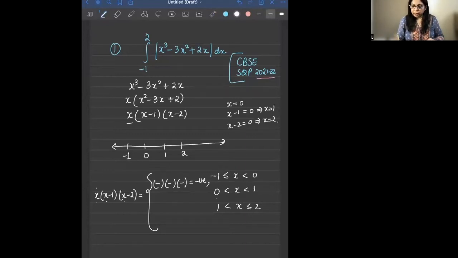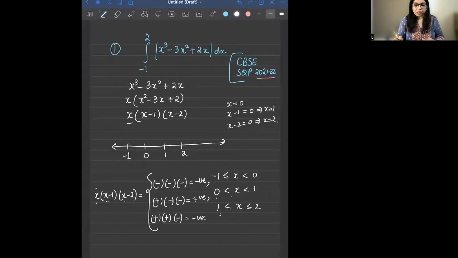Now checking in the interval 0 to 1, let us take one value within this interval. Let it be 0.5. So when we put 0.5 instead of x, it is positive, and 0.5 minus 1 is negative. 0.5 minus 2 is negative. So overall answer is positive. And taking any value between 1 to 2, let it be 1.5. First term is positive, second term is positive, and third term is negative. So overall answer is negative.